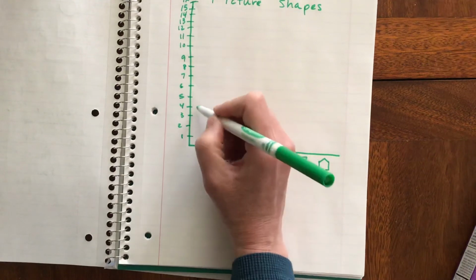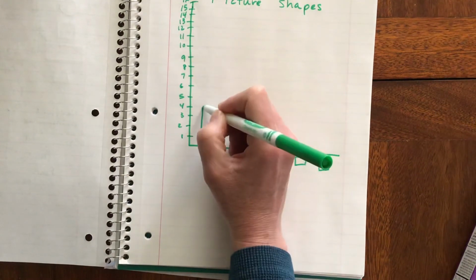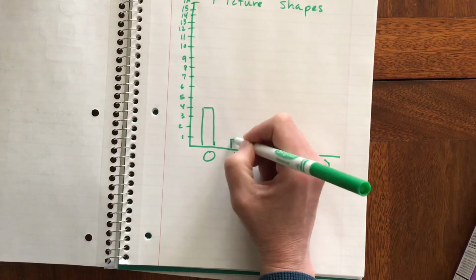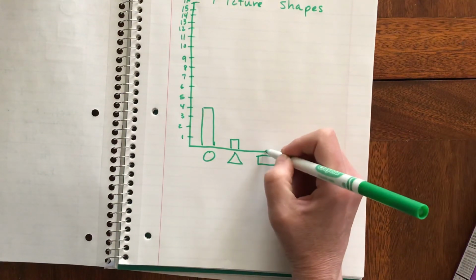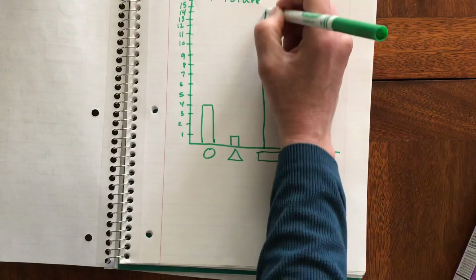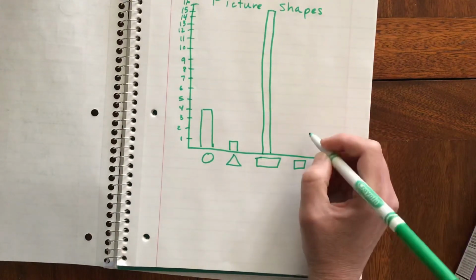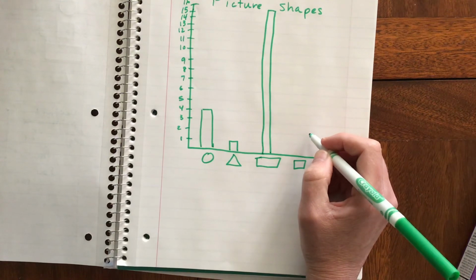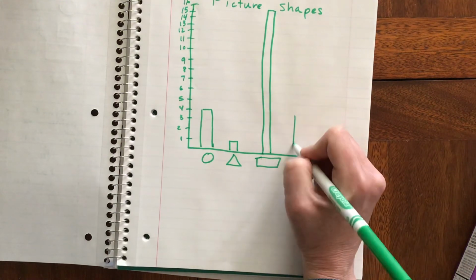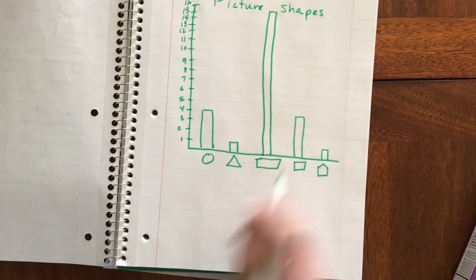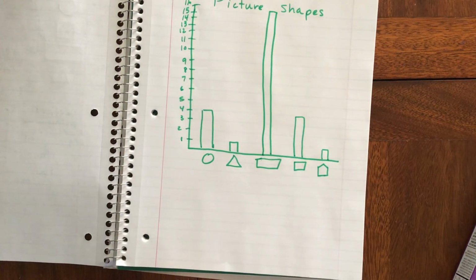All right, so I had 4, 1, 16, 4 squares, and 1 pentagon.